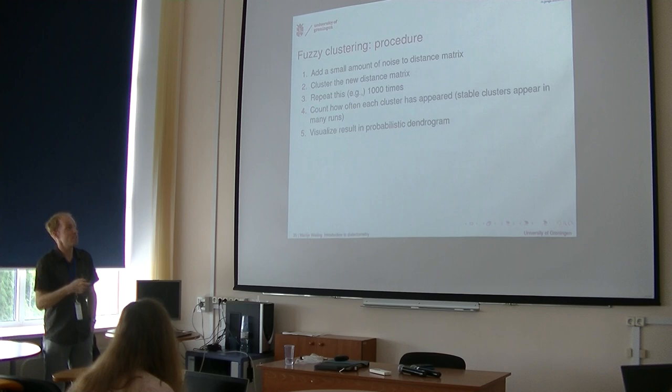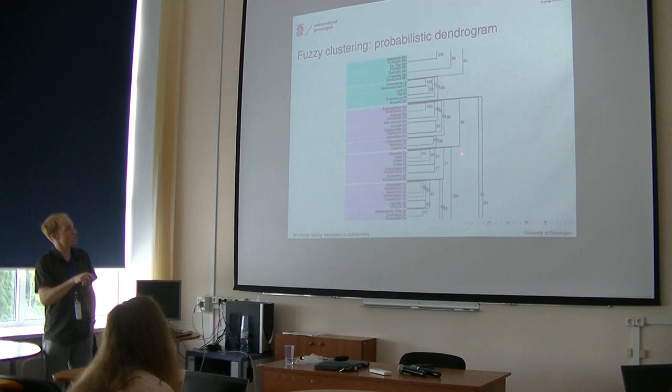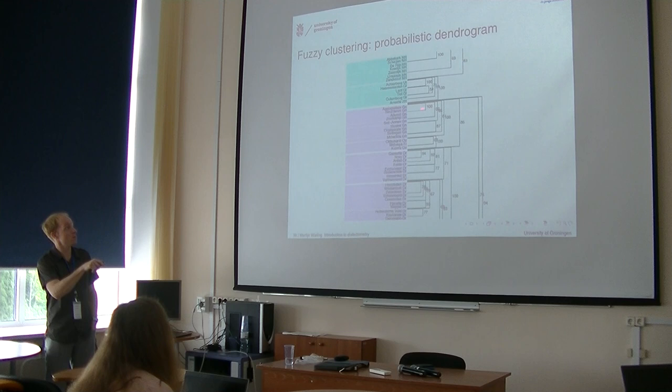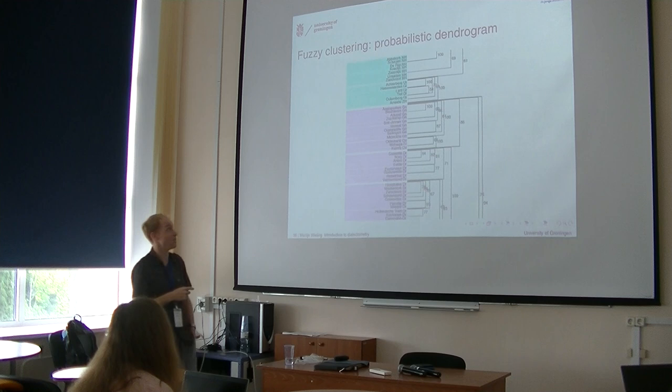So what is a probabilistic dendrogram? Something like this. So you would see clusters, right? So this is a cluster, this whole bunch of data points, which has occurred in 860 out of 1,000 runs, right? So it's fairly stable. And you also see 100, that means always these two locations are clustered, irrespective of what amount of noise you add, which means that they're very stable. So they probably are very likely together, right?